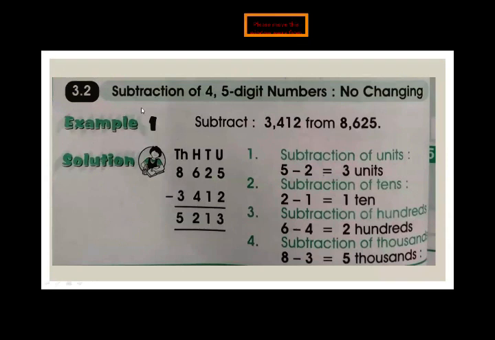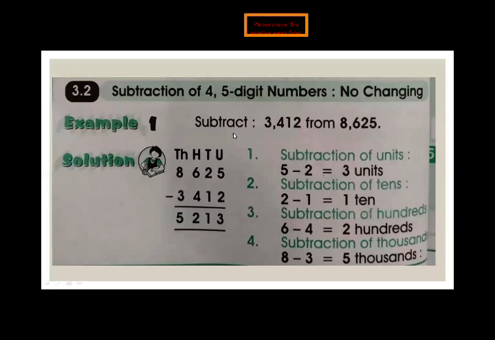3.2, page number 24, subtraction of 4 and 5-digit numbers. Okay. Example number 1. 4 digit means 1,000 placing, and 5 digit means 10,000 placing. Okay. Subtract 3,412 from 8,625. Starting from units, first of all, you need to place the digits in vertical form.